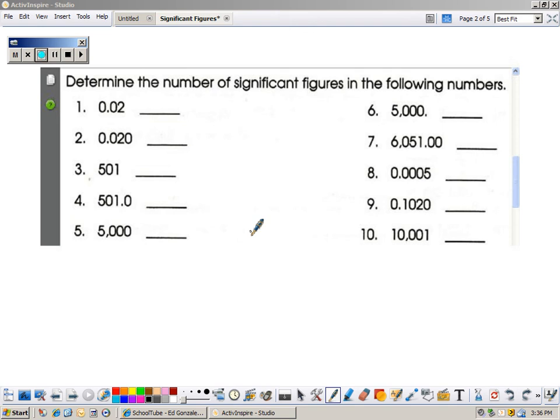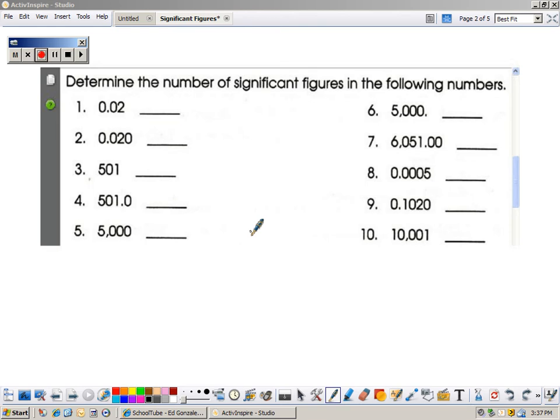Okay, so we're going to review significant figures. We went over the rules in class. You have the rules in your notebook. As we try these examples, if you forget about a rule or you don't understand it as I'm going over it, read through your rules in your notebook. Okay, so I'll refer to them as we go along, but you have them in your notebook if you need them. It says determine the number of significant figures in the following numbers.